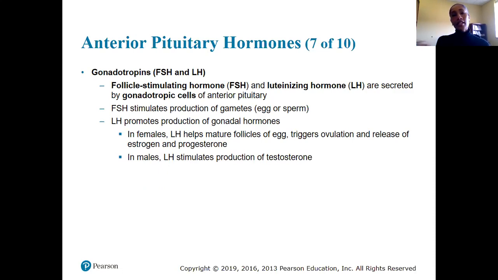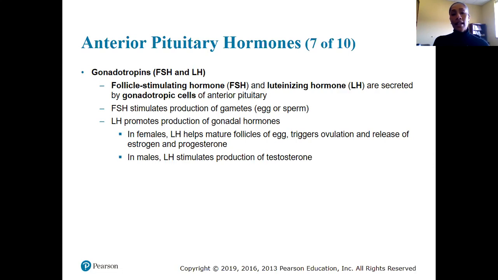Gonadotrophins, we collectively use that term to represent FSH and LH. So FSH and LH hormones are going to be secreted by gonadotrophic cells, and FSH directly is going to stimulate the production of gametes. So for females, it's going to stimulate the production of eggs, and in males, sperm. And then LH is going to promote the production of gonadal hormones.